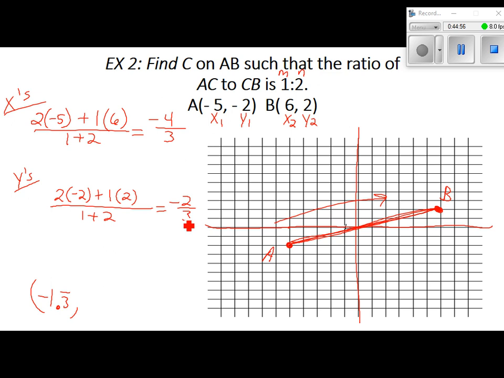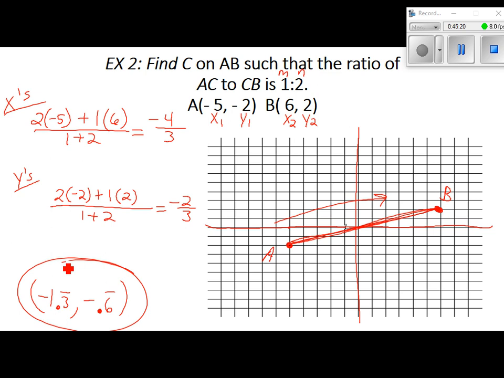Now, if you change that to a decimal, what is it as a decimal? -0.6 repeating. So it's about a half, somewhere around the half. Are we going to be able to graph -0.6 on our graph exactly? Probably not, but we'll just say it's somewhere close to half. This is our answer. Let's make sure it makes sense.